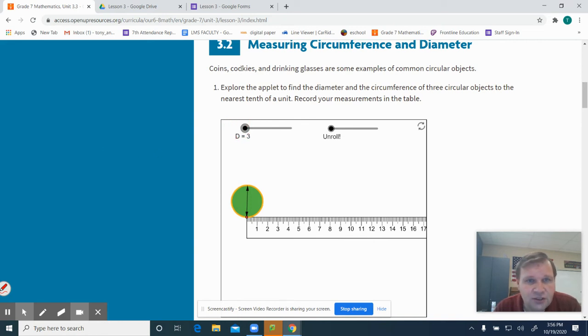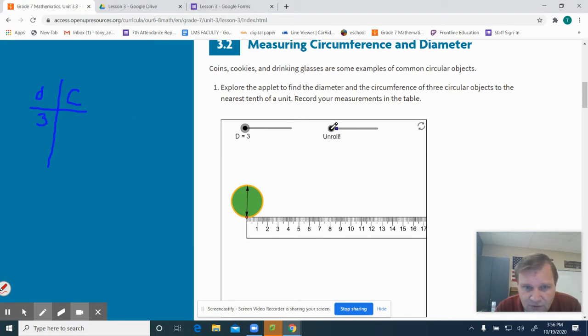All right. So over here, I'm going to make a table. We make a table for just about everything. Okay. And here I'm going to put the diameter. And here I'm going to put the circumference. Okay. So right now we have 3.